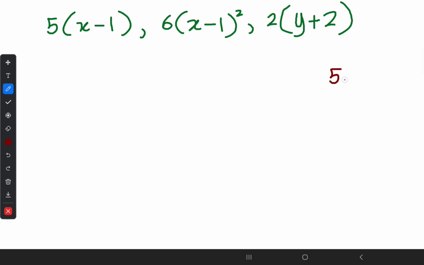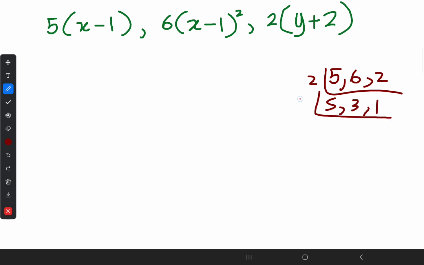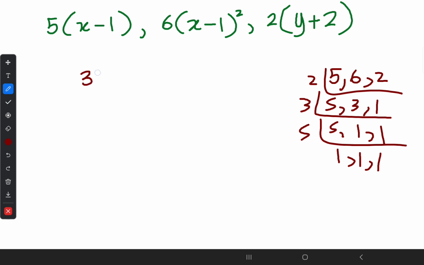We will find that 5, 6, and 2. Divide by 2. 5, 3, 1. Divide by 3. 5, 1, 1. Again divide by 5. 1, 1, 1. So finally it would be 30. Look at the bases. Both are having the x - 1 base, but the square is the highest one. Look at the other one that is non-identical with these two, that is the different one. So you have to denote that one.